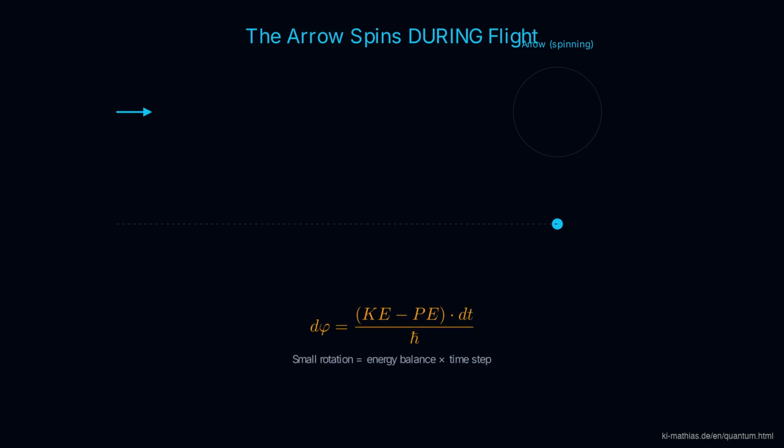Why does it spin? Because each tiny step of the journey contributes a small rotation. That small rotation is proportional to the energy balance along that step. Kinetic energy minus potential energy. The sum of all the small rotations over the entire path is called the action. And the action, divided by Planck's reduced constant h-bar, is the total angle of the arrow.